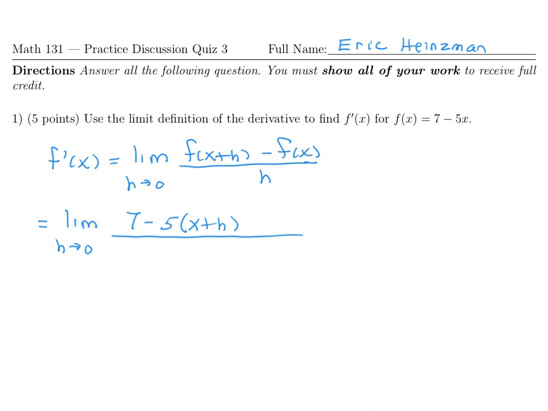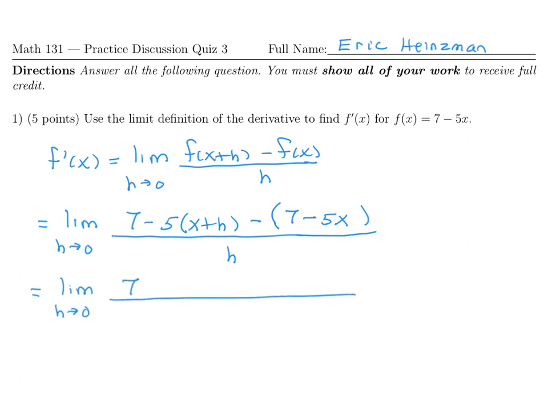We then subtract the function itself. I'm going to use parentheses just to indicate that we're subtracting the entire function. So we're subtracting f of x. So let's copy down f of x as 7 minus 5x, and we divide by h. What I'll do next is simplify this expression and eventually cancel the h. I'll distribute in the -5, and over here I'll distribute in the -1. So this is the limit as h goes to 0 of 7 minus 5x minus 5h minus 7 plus 5x all over h.